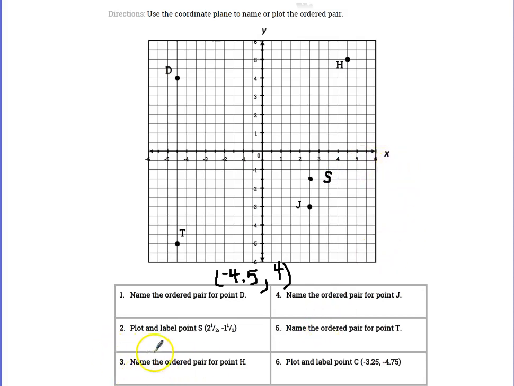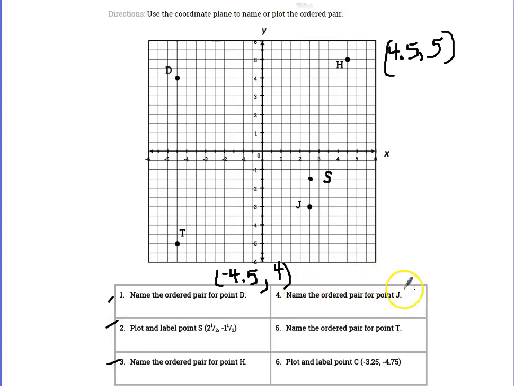Now, number 3, name the ordered pair for point H. Well, here's point H, and I need to name the ordered pair. So I'm going to look at this dot, and I'm going to follow it all the way down. And on my x-axis, this is 4.5. Comma. Now I need to find my y coordinate. So I'm going to go back to the dot, and I'm going to follow this horizontal line to the y-axis, and that is 5. So my coordinate points are 4.5 and 5. Okay, so I've got this one done, this one done, this one done.